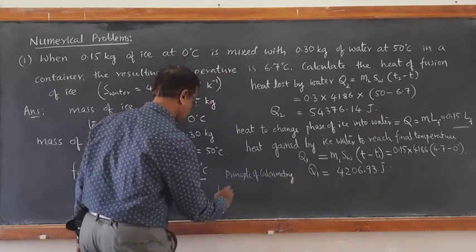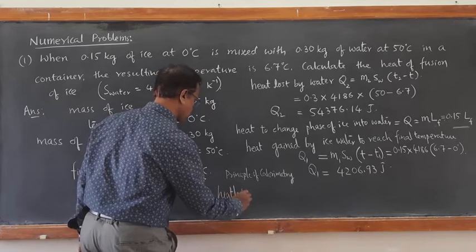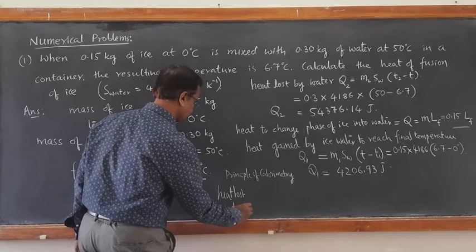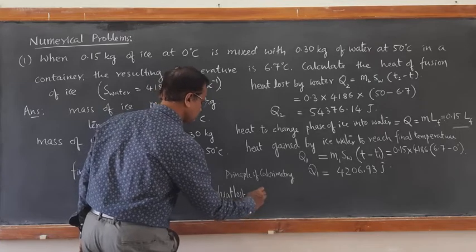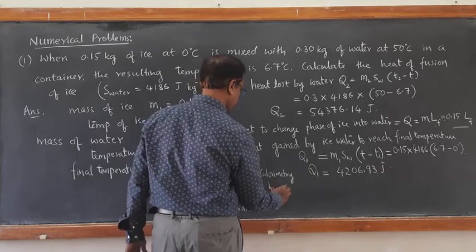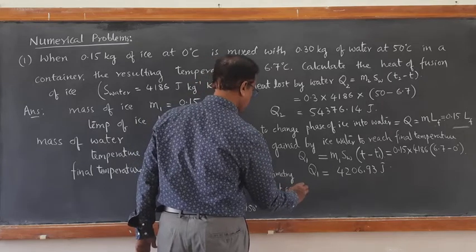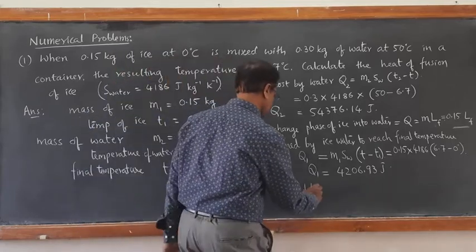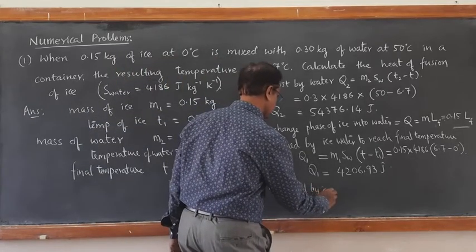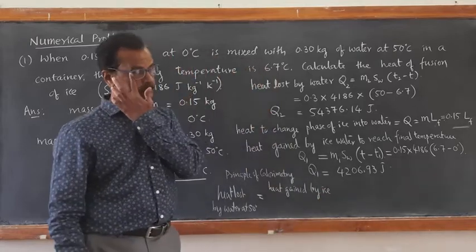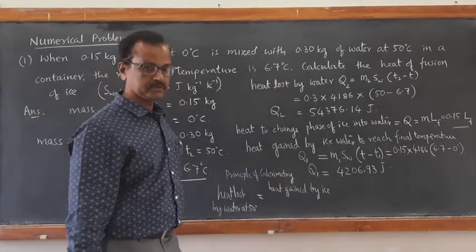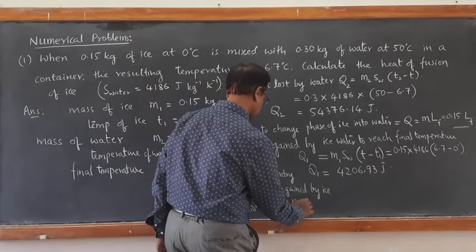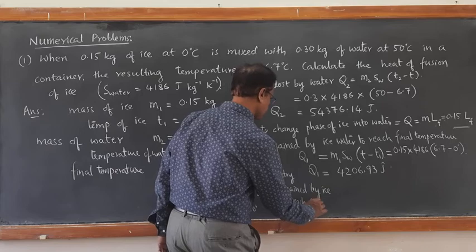Heat lost by hot water at 50 degrees Celsius is equal to heat gained by ice to reach the final temperature. Heat gained by ice to reach 6.7 degrees Celsius.